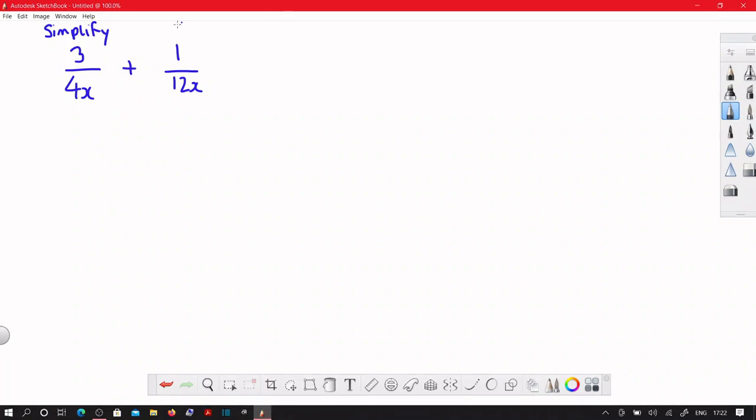In order to simplify this, if you think about this problem here, adding fractions, as you well know, to make the same denominators, I need to multiply the 4 by 3. 4 times 3 will give me 12, same as this denominator over here. Whatever you do to the bottom, you need to do to the top. So that would give me 3 times 3, 9, 4 times 3, 12.